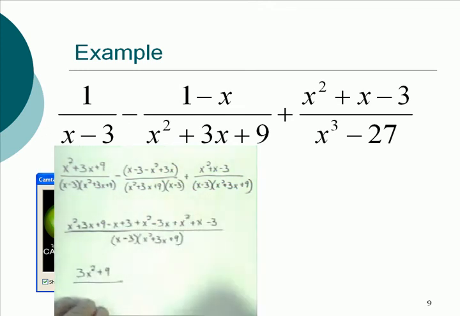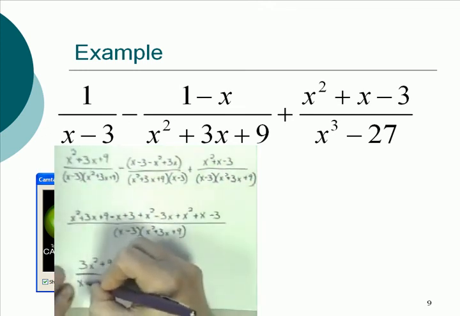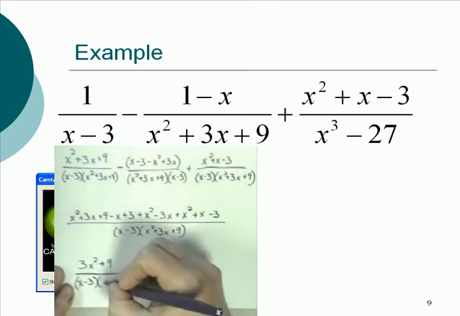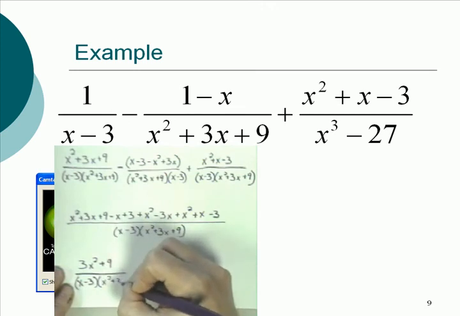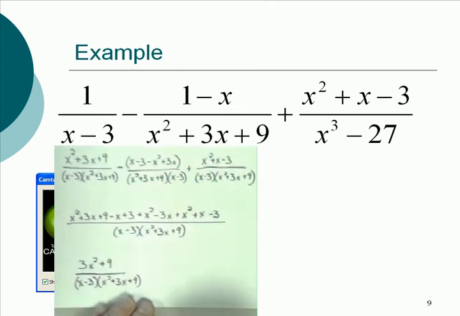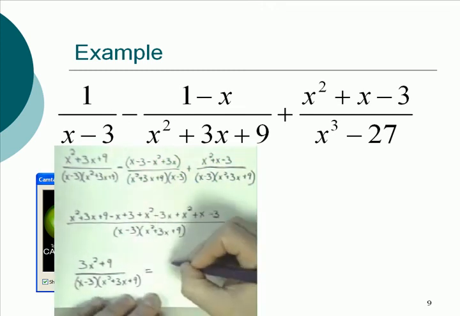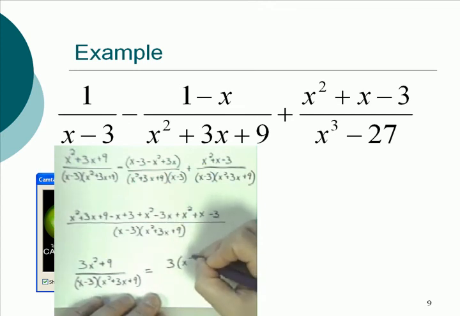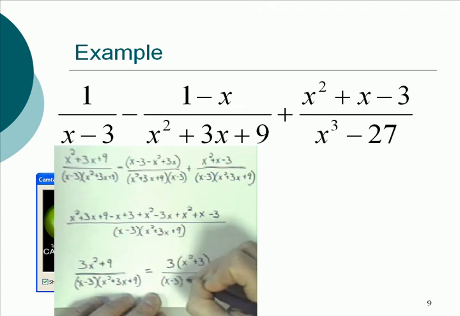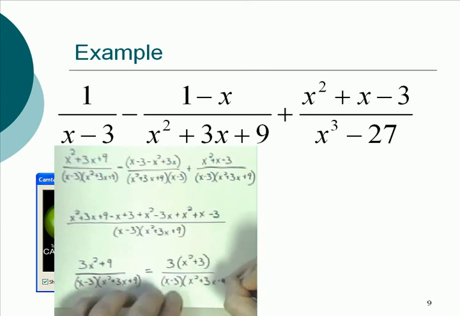Now that's over our common denominator of x minus 3 times x squared plus 3x plus 9. Now it's worth noting that we could factor this numerator slightly, and we can factor out a common factor of 3, and so we're left with 3 times x squared plus 3 over x minus 3 times x squared plus 3x plus 9.